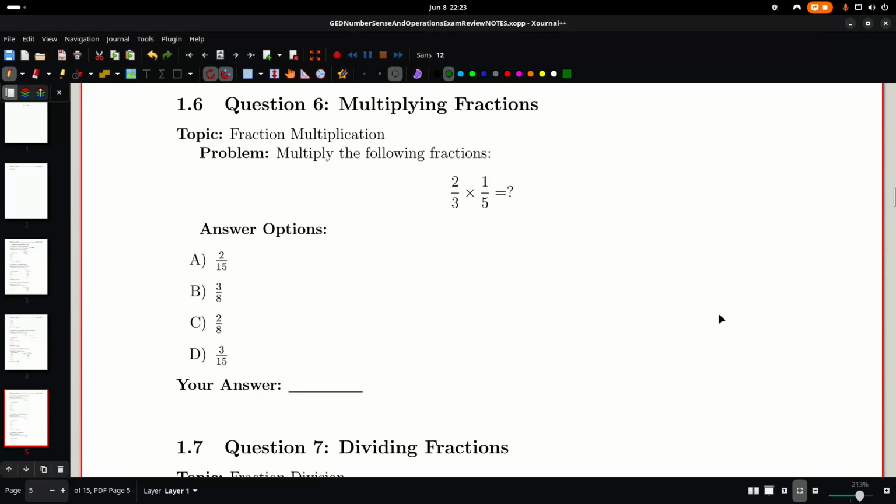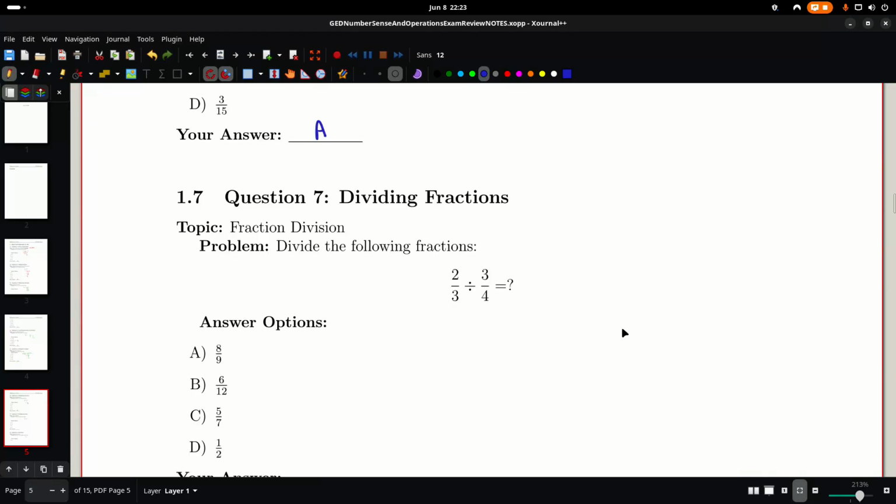Question 6, multiplying fractions. So if we multiply fractions, we don't have to find a common denominator. All we're doing is multiplying the two numerators and then multiplying the two denominators. So we get 2 times 1, which gives us 2. And then we get 3 times 5, which is 15. And we can't reduce that, so our answer for that one is just A. So that one's pretty straightforward.